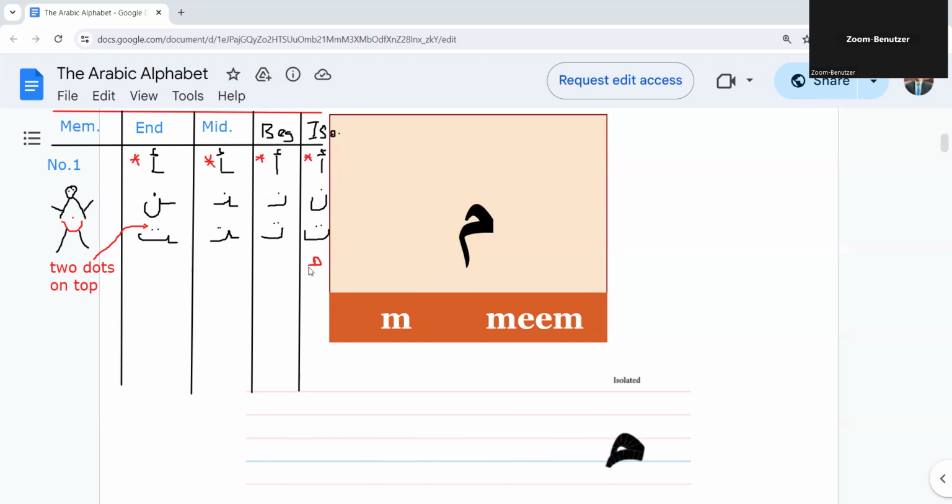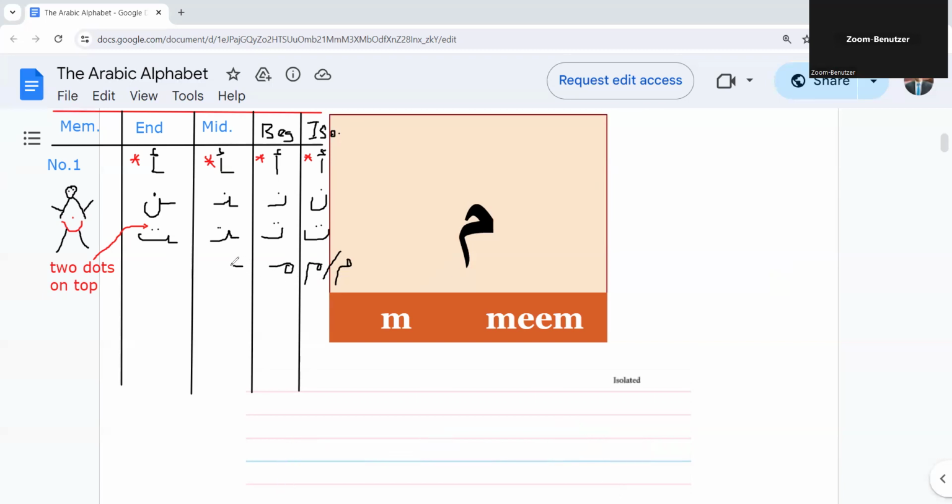So let's write the meme. You can write it this way, or you can make the circle below the line this way. Both are right. And in the beginning, it's written, oh, why am I writing in black? In red, I mean. Okay, so let me do it. Like this, or like this. And then in the beginning, like this.